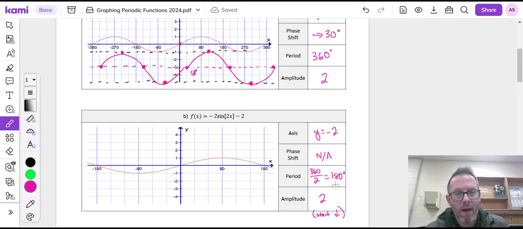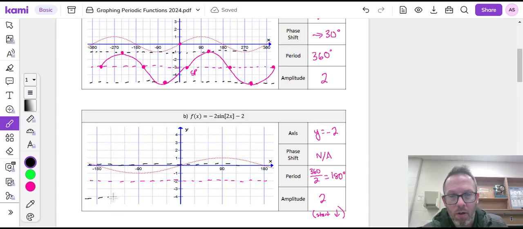All right, let's use our algorithm for sketching. Step 1, draw the axis at y equals minus 2. Step 2, optional, but I think many of you guys would benefit from drawing in a dashed line where the max and min will occur. Our amplitude is 2. That means we're going to go 2 above, and we'll go 2 below. So our sine function will be bound there.